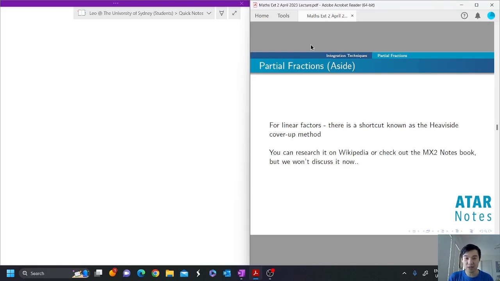So just as a side note, with partial fractions, there's actually a shortcut known as the Heaviside cover-up method. We won't discuss it now, but if you're curious, you can check it out in, I think it was the Fitzpatrick or was it in another textbook, but search it up online on Wikipedia. There's a cover-up method where it's quicker to find partial fractions. But I don't think you're allowed to use it in the HSC anyway, because they want you to show your full working.